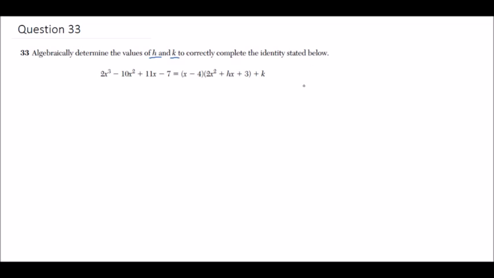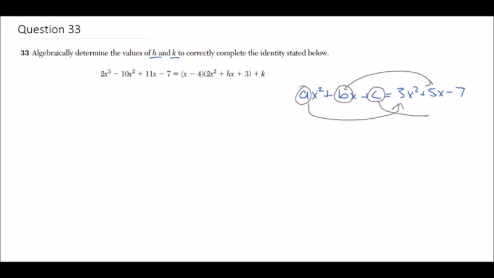And the idea here is, let's say I have ax squared plus bx plus c is 3x squared plus 5x minus 7. Well, you could safely conclude that the a is 3, the b is 5, and the c is negative 7. We do carry the negative in the front. So, using this concept, let's do this problem.